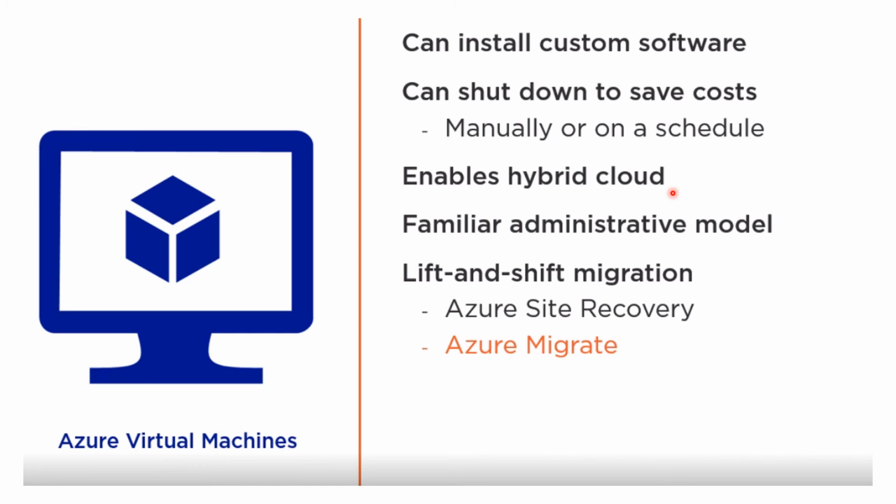It enables hybrid cloud and a familiar administrative model, like you used to manage your servers in routine life. So lift and shift migration is very easy. There are two different options for migration: Azure Site Recovery and Azure Migrate. You can use either of these to migrate your resources from subscription to subscription, or wherever you want to. So migration is possible using these two methods. We'll discuss both of them in upcoming videos.